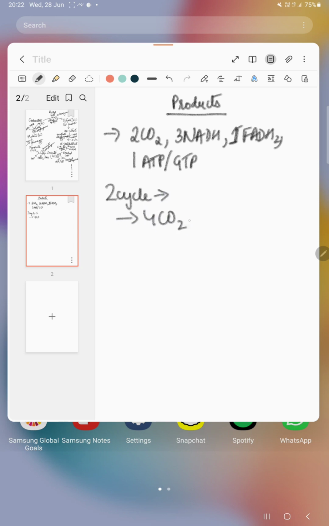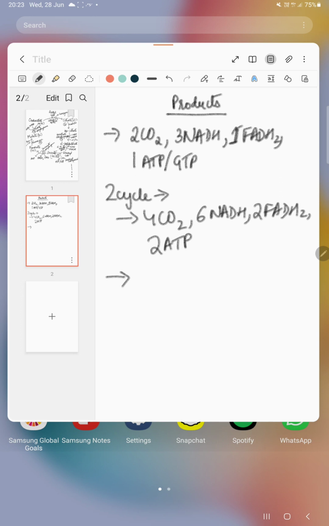4 CO2, 6 NADH, 2 FADH2 and 2 molecules of ATP. So this is one. So now a very important question out here is how many molecules of ATP are generated in this process. So if I talk only about Krebs cycle, then it's 24.